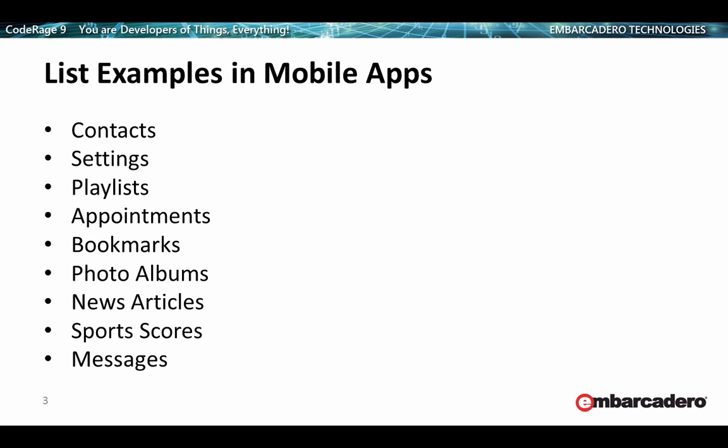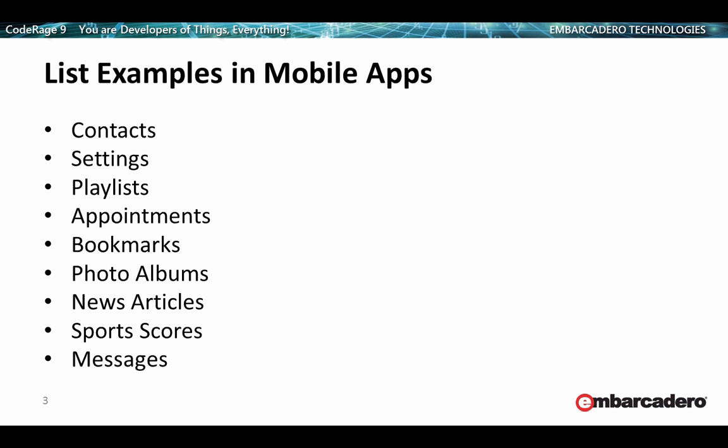So first off, list controls play an important role in our mobile apps. We use them all over the place. They're a natural mechanism for user interaction, especially with touch interfaces, being able to scroll them very easily. We don't have to worry about constraining the size, which works very well when we have many different form factors. But we'll use them in contacts and in playlists, for your appointments, bookmarks, you name it.